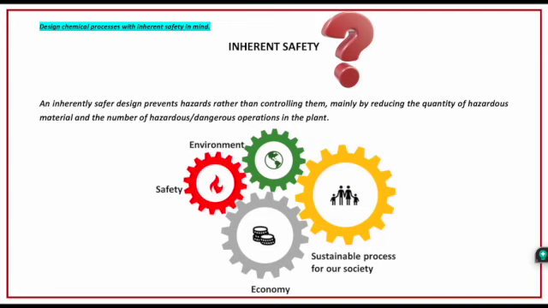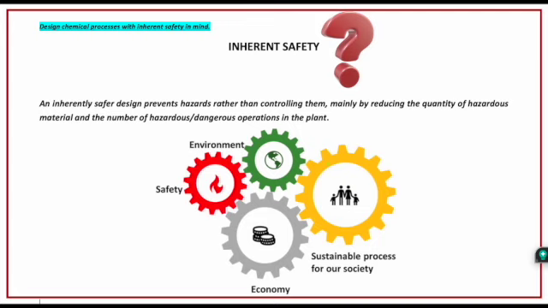Now imagine you are building a chemical plant. When you design a chemical plant with inherent safety in mind, you are taking a different approach to prevent accidents. Instead of just relying on safety controls like alarms or protective gear, you design the plant itself so as to avoid dangerous situations from the very beginning.